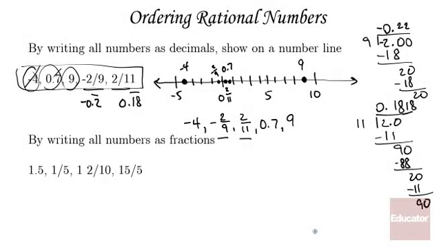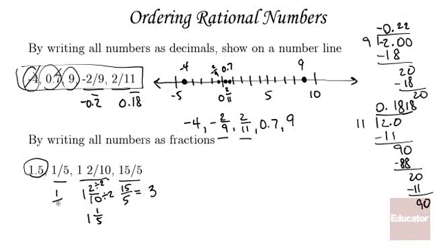Now let's try writing all the numbers as fractions. This is 1.5, so I'm going to have to change that because I want it as a fraction. This already is a fraction. This is a fraction, 1 and 2/10. And this already is a fraction, 15 over 5. I'm going to simplify that to a round number, 3, an integer. And this can be simplified if I divide by 2 into 1 and 1/5. And this is 1/5 already.